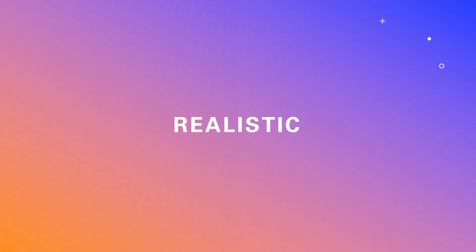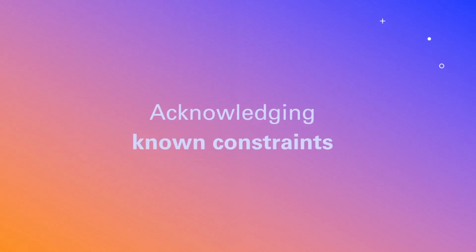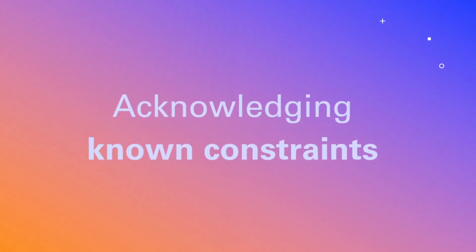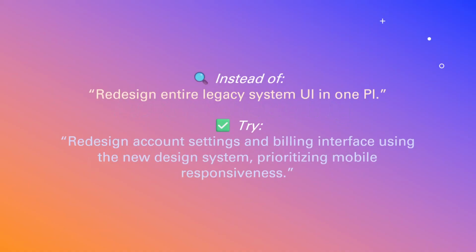Realistic. Realistic means acknowledging known constraints, dependencies, technical debt, team velocity, or risk areas. It avoids the happy path trap. Instead of redesign entire legacy system UI in one PI, try redesign account settings and billing interface using the new design system, prioritizing mobile responsiveness. Here, you are anchoring on value, not trying to boil the ocean.